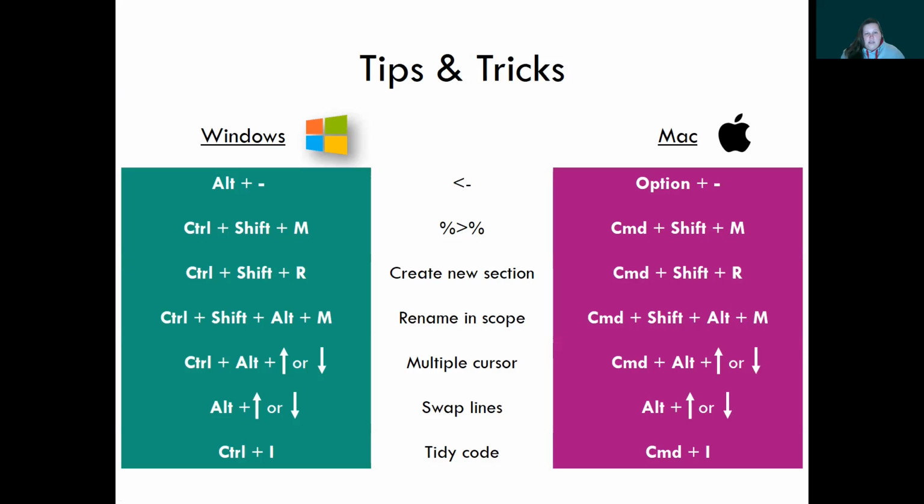But if you're using an English keyboard, then as a Windows user, you can just use Alt and minus, and it will make this assignment operator here. And if you're a Mac user, you can use Option and the minus. In the course of the workshop, we will be using the second operator here, which is the pipe operator. If you are a Windows user, you can make this pipe operator by using Control, Shift, and M. And if you're a Mac user, you can make this pipe operator by using Command, Shift, and M. You can find all these other shortcuts in my slides that I will be also providing.